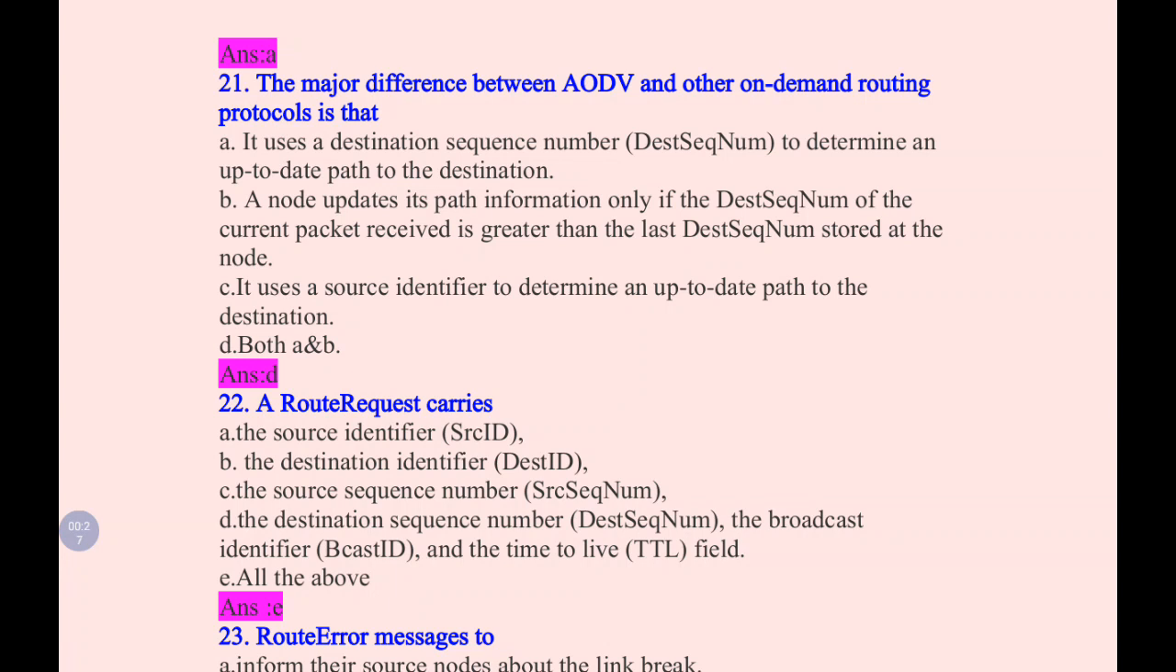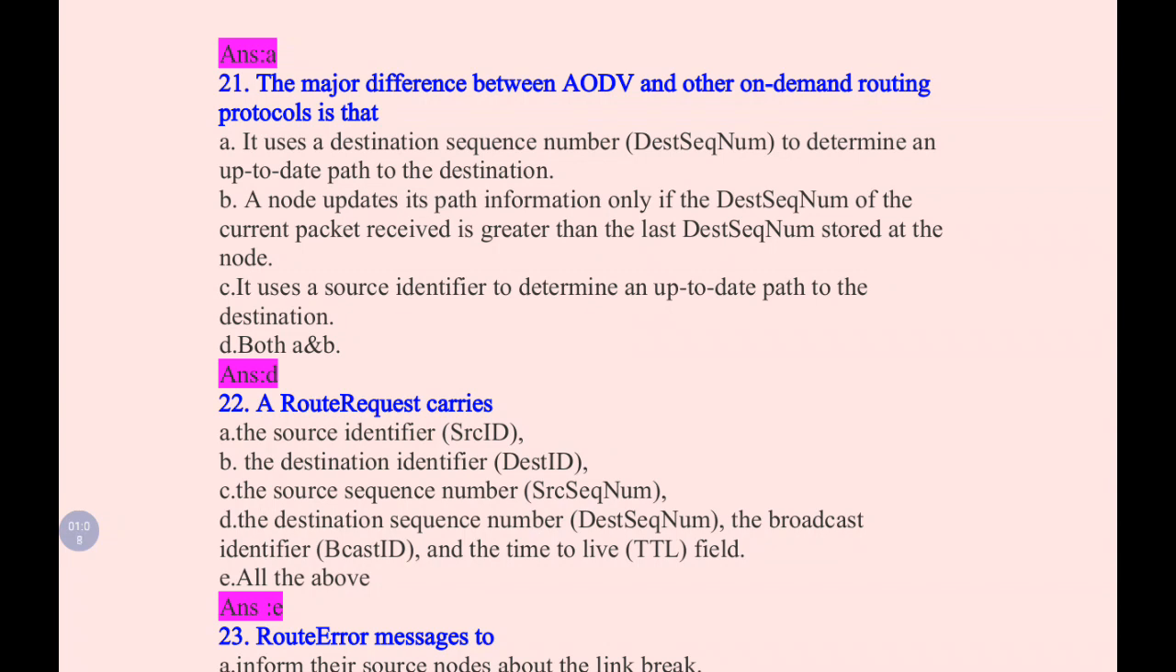It uses a destination sequence number to determine an up-to-date path to the destination. And a node updates its path information only if the destination sequence number of the current packet received is greater than the last destination sequence number stored at the node. It uses a source identifier to determine an up-to-date path to the destination. So here the major difference between AODV and other on-demand routing protocol is choices A and B. So that is the major difference. So the answer is the first two choices A and B.